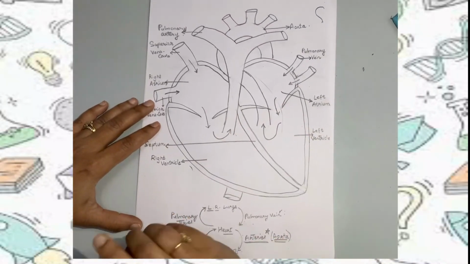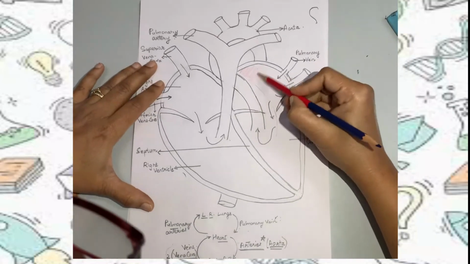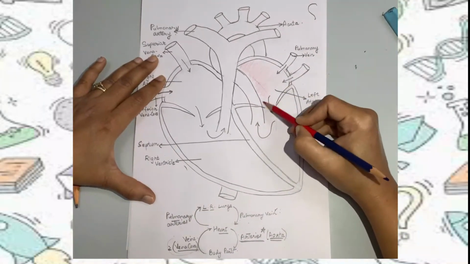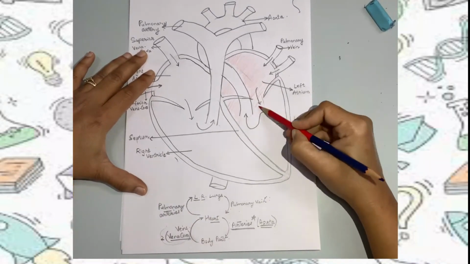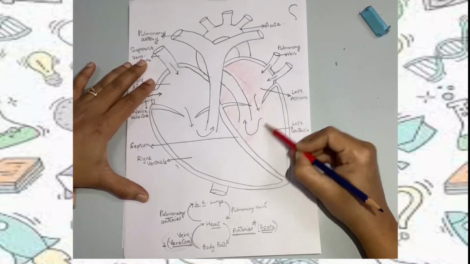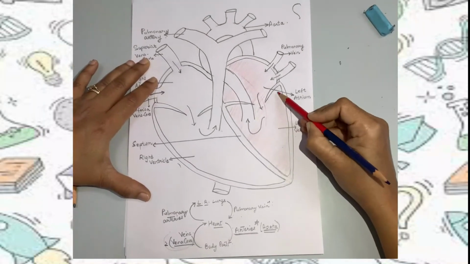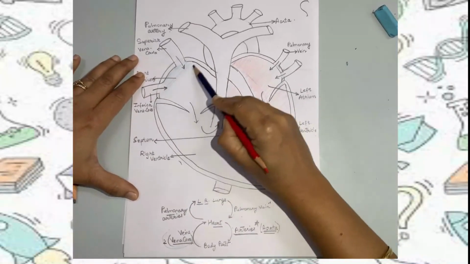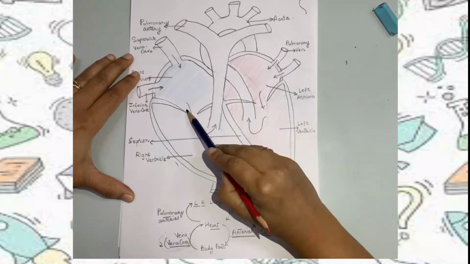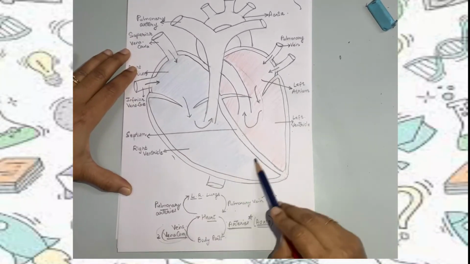And last but not the least, better color it. If you have time in exams also, just color it. The oxygenated part where the blood is, it is always the left side, so color the left side with red, and the right side, which always has deoxygenated blood, color it with blue. And the diagram is ready.